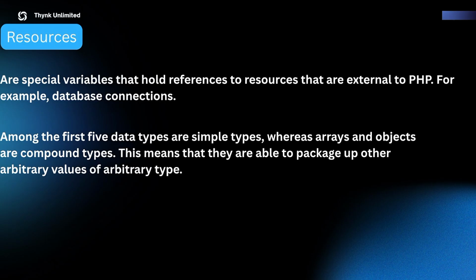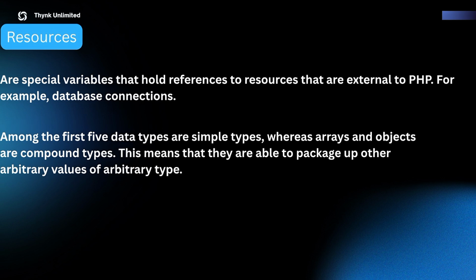Here, connection is not a regular variable. It's a resource variable that holds a reference to the connection between PHP and the database. Other examples of resources include file handles from fopen, curl sessions used for sending data to APIs, or image manipulation contexts from the GD library. These resources are managed internally by PHP, and they are automatically released when the script ends or when you explicitly close them. The key takeaway is that resources act as a bridge between PHP and the outside world, allowing your PHP script to interact with files, databases, or network connections efficiently.